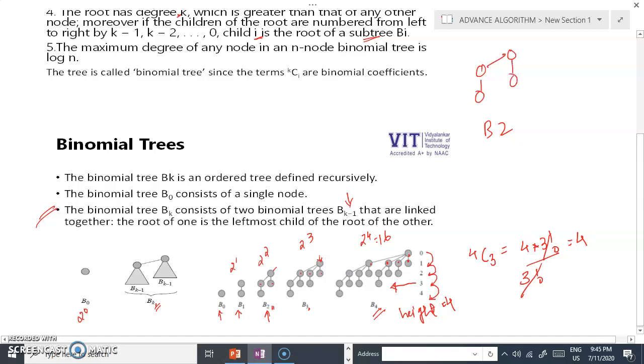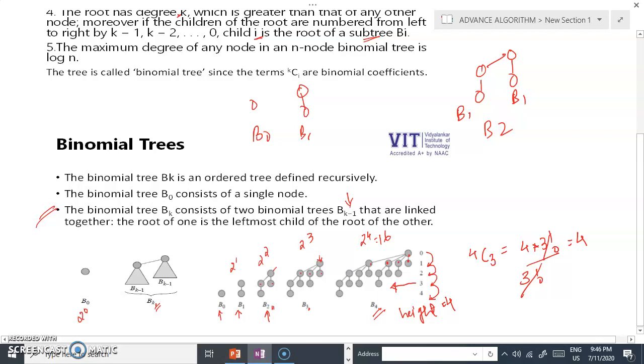If you have a look at B2, this is how it is. Now B2 is a connection. It is basically a linkage of two binomial trees of order 1. And let's say B1 is a connection of 2. See, this is B0. And when I say B1, this is what we have. So basically it is a combination of two binomial trees of order 0. So B2 will be a combination of two binomial trees of order 1.